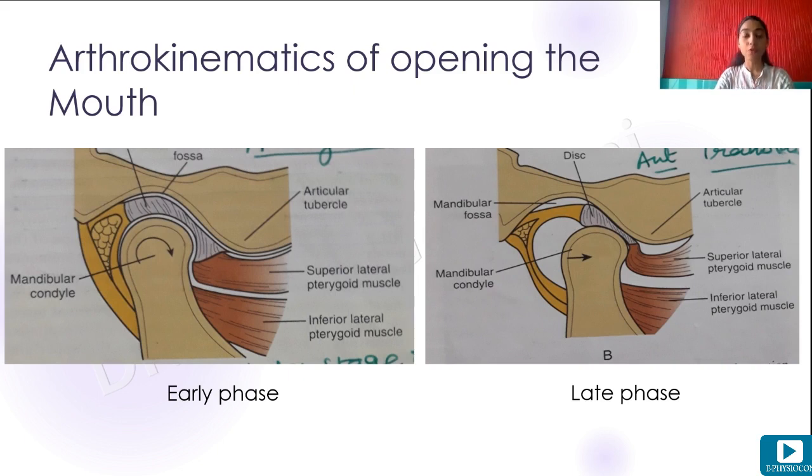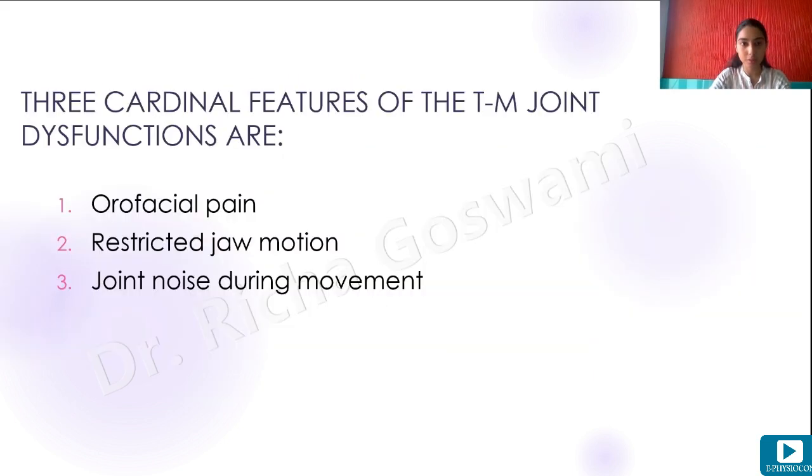For complete mouth opening, proper movement of the disc and the mandible is needed. If there is any abnormality in muscular balance or the disc, sometimes the disc gets stuck, so it does not allow proper mouth opening, and patients who have TM joint dysfunction complain of clicking, cranking sounds or sometimes crepitus. Clicking may be associated with pain also, so this point should be considered. There are three cardinal features of TM joint dysfunction: orofacial pain, restricted jaw motion and joint noise during movement.